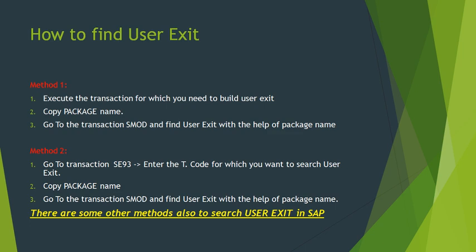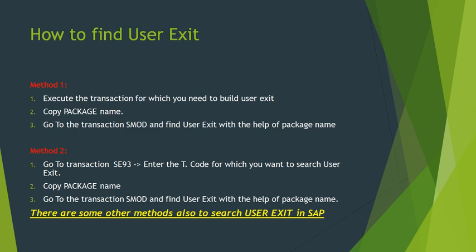So what we are saying is, execute the transaction for which you need to build the user exit. So we are executing transaction XK01. From that transaction you can copy the package name. I will show you how you can find the package name from the transaction, and then go to the transaction SMOD, enter the package name and you can find the user exit.